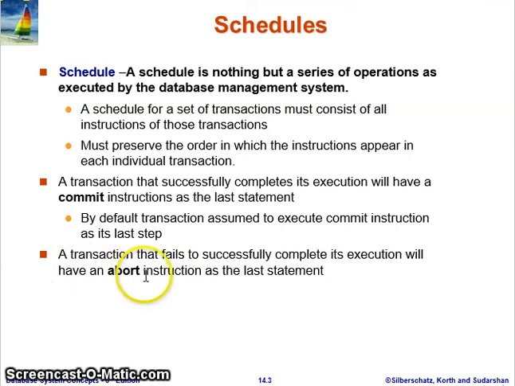A transaction that fails to complete its execution successfully will have an abort instruction as the last statement. Again taking transaction 1 with 5 operations, suppose only 3 operations have successfully completed and some kind of failure occurs. Then we set this transaction as abort, meaning this transaction did not complete successfully. We have to set the abort instruction at the last.